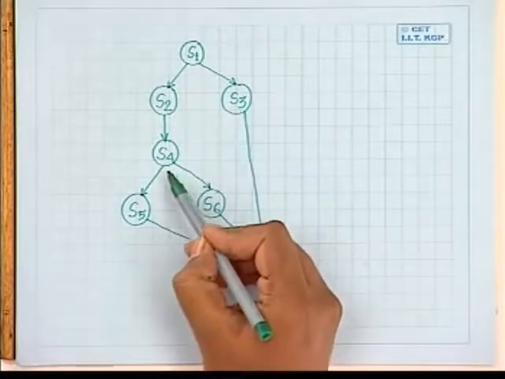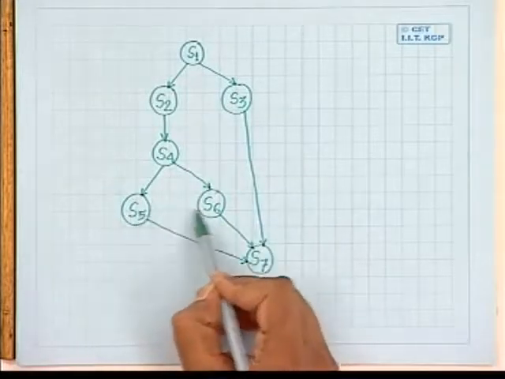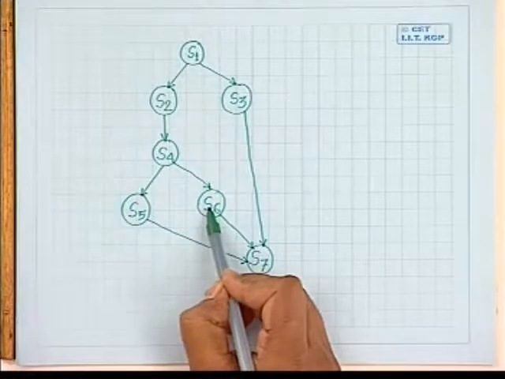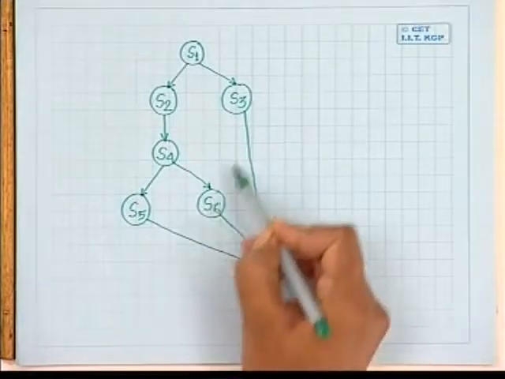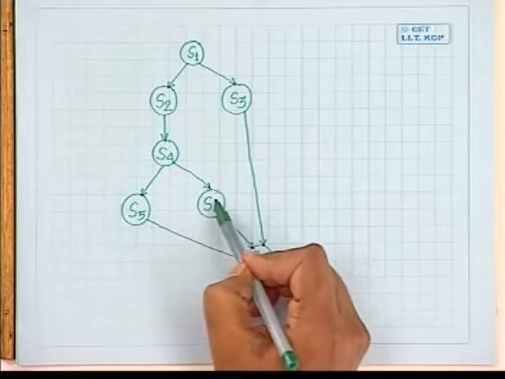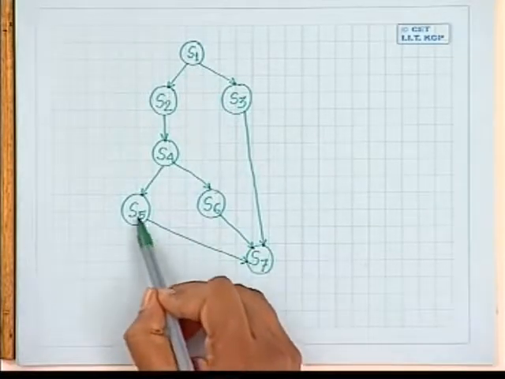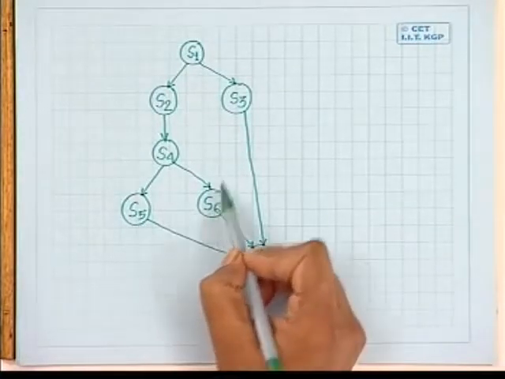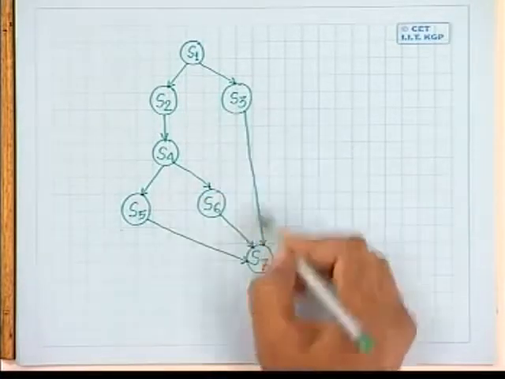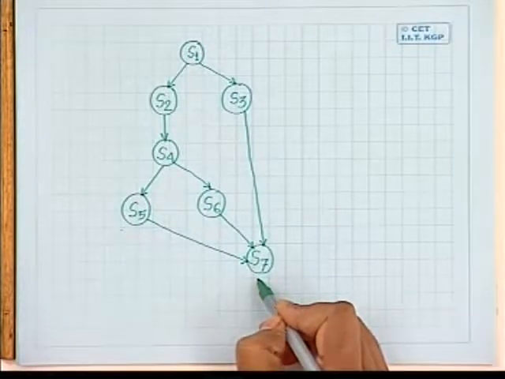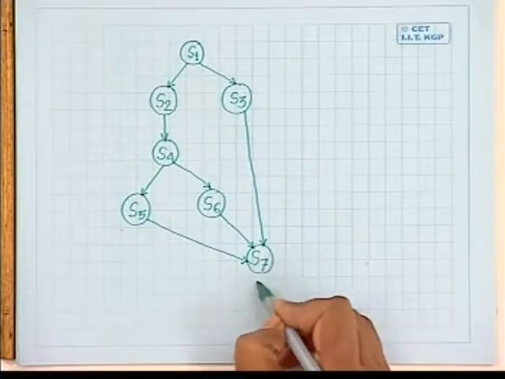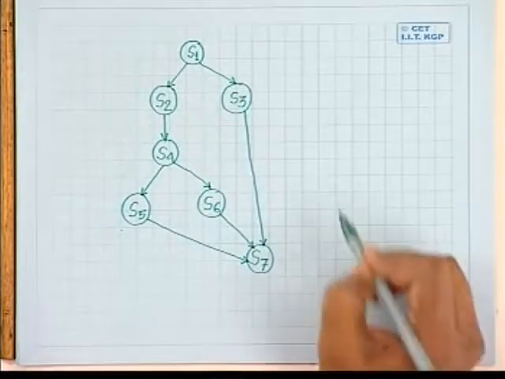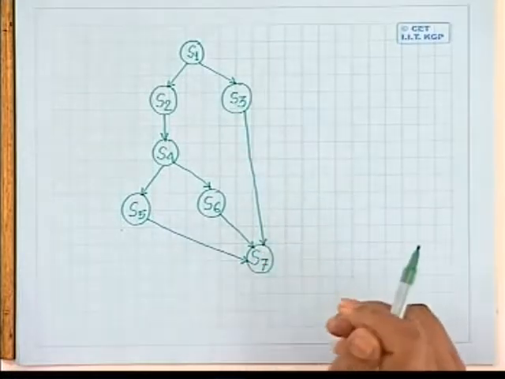After S4, I can have two more concurrent tasks. One is S5, the other one is S6. Again, S5, S6 and S3 can be executed concurrently. After completion of all these three, when S5, S6 and S3 are all complete, then only I can execute S7. So S7 cannot be executed concurrently with any of them. So that is what this precedence graph means.